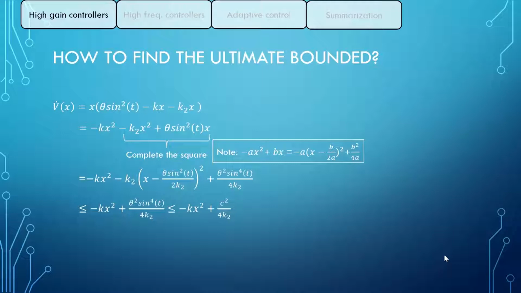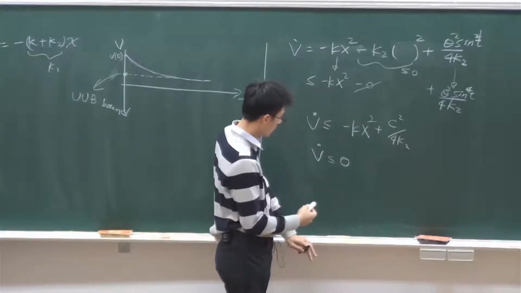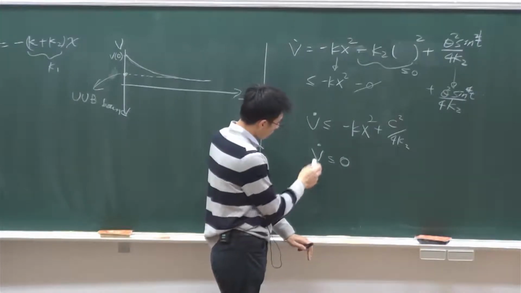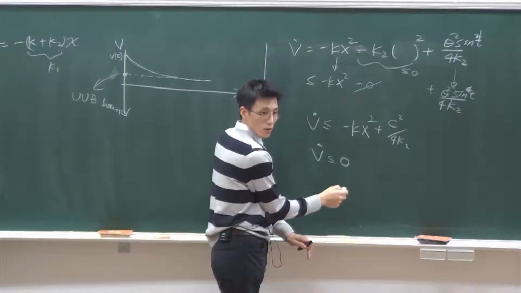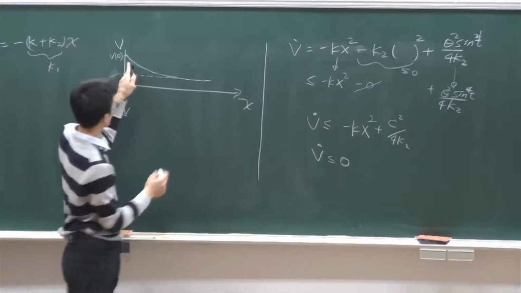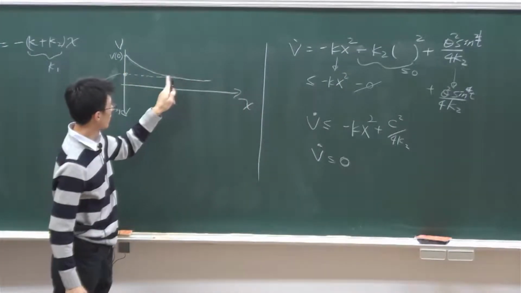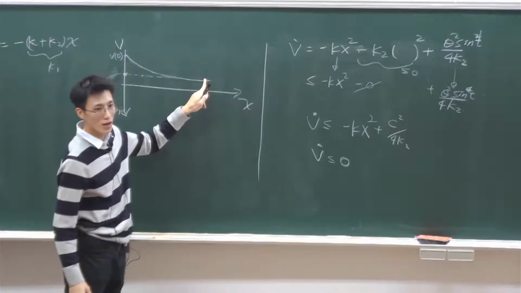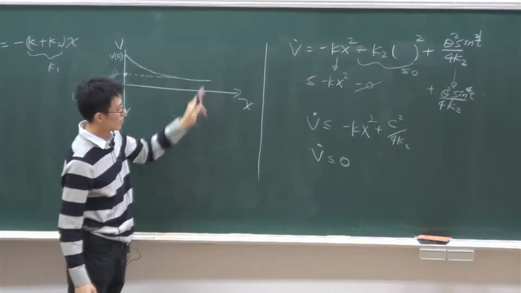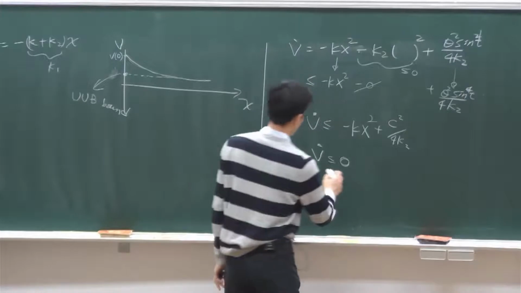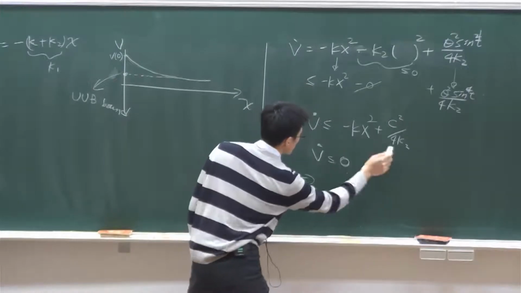And let's say the worst case is equal to 0, okay? We want to find when this term equals 0, which means this term stops decreasing and remains constant, right? So let this be 0.